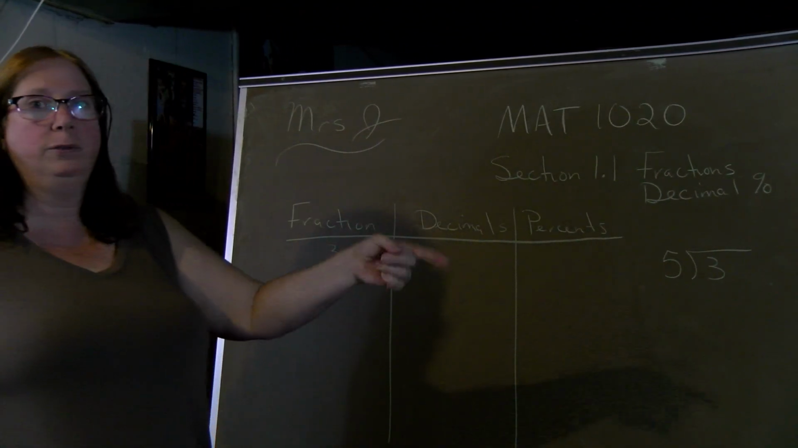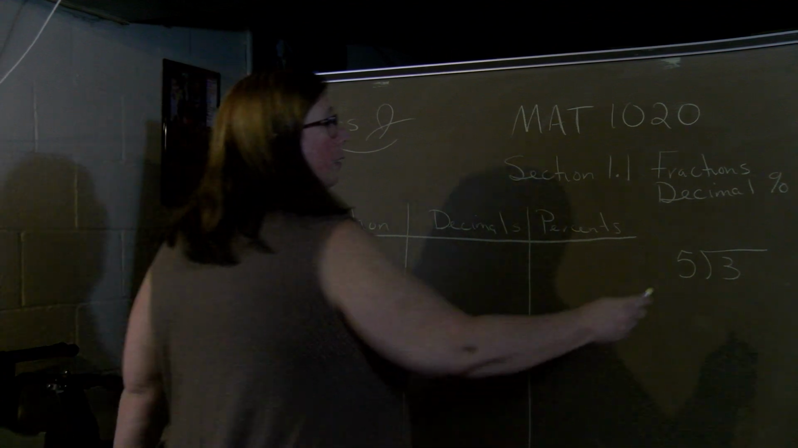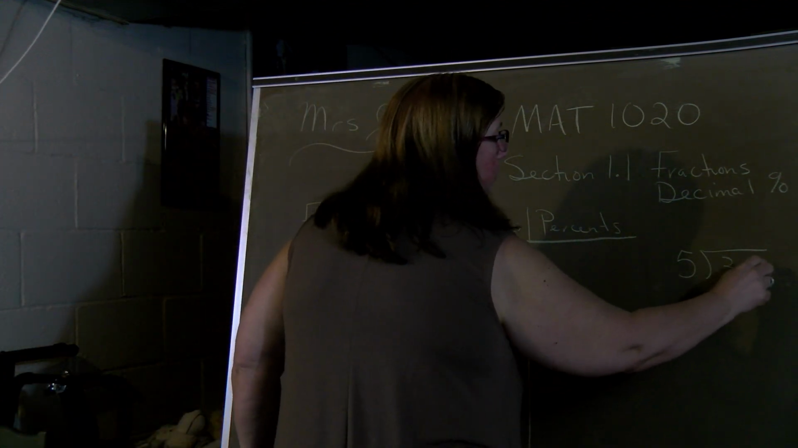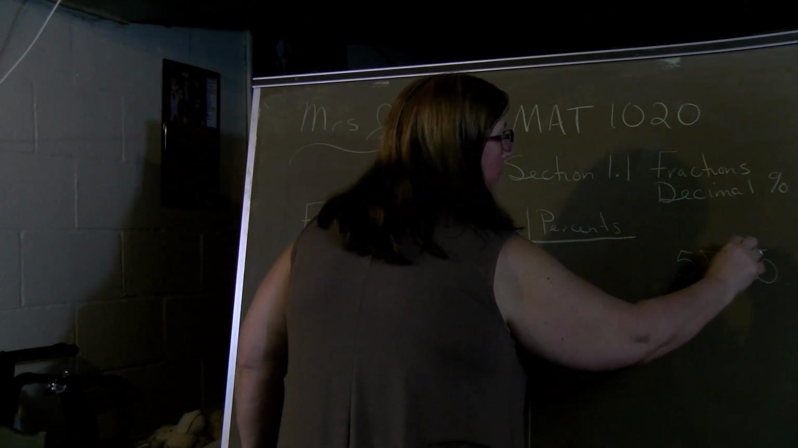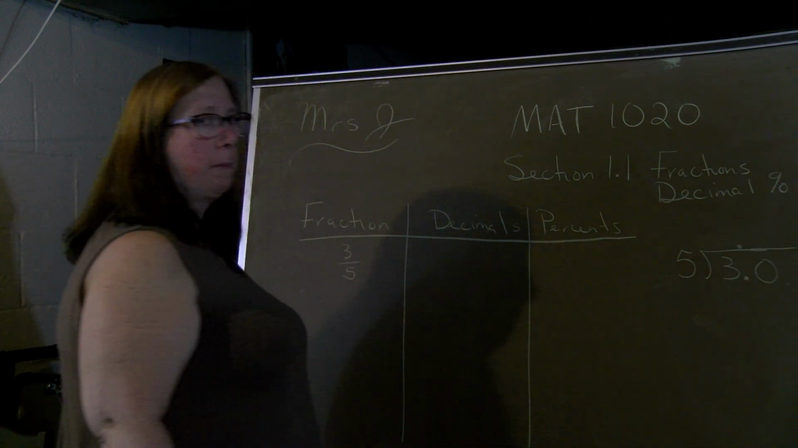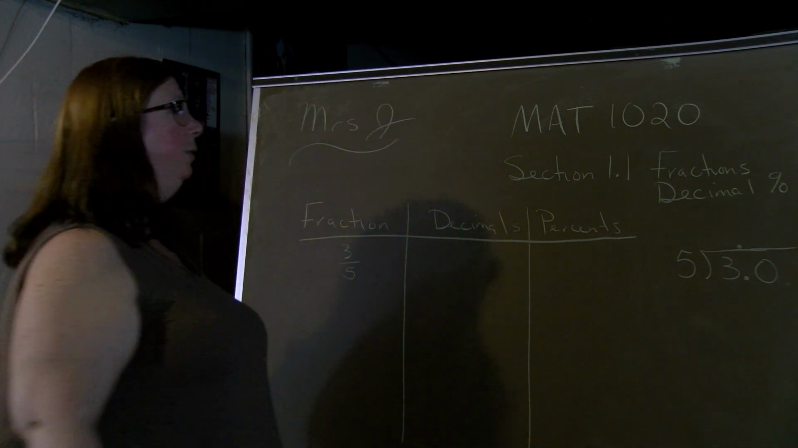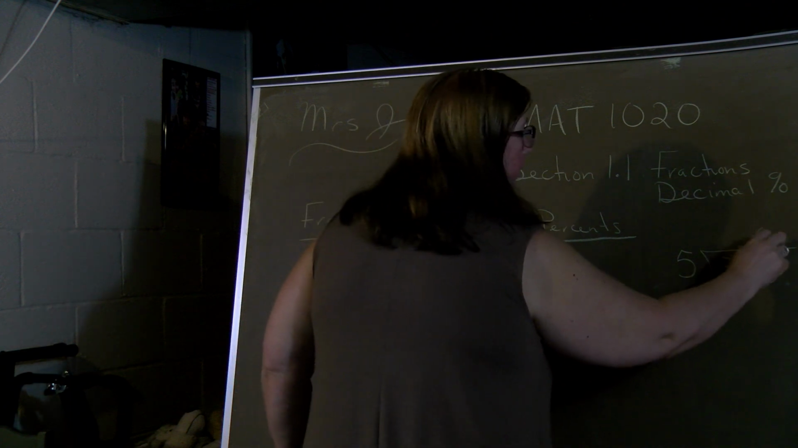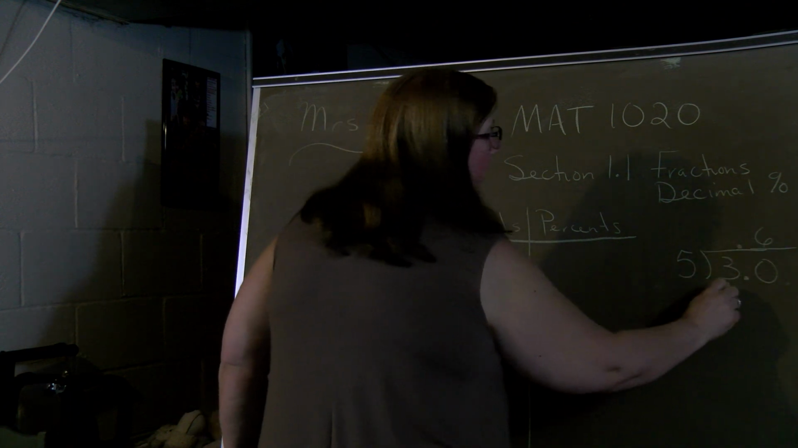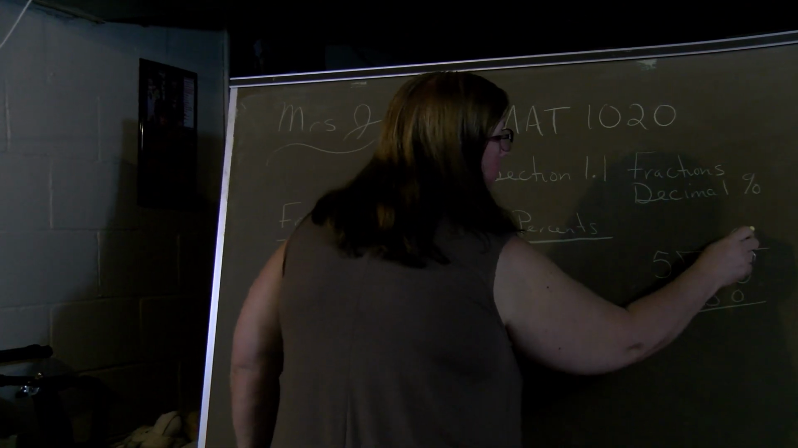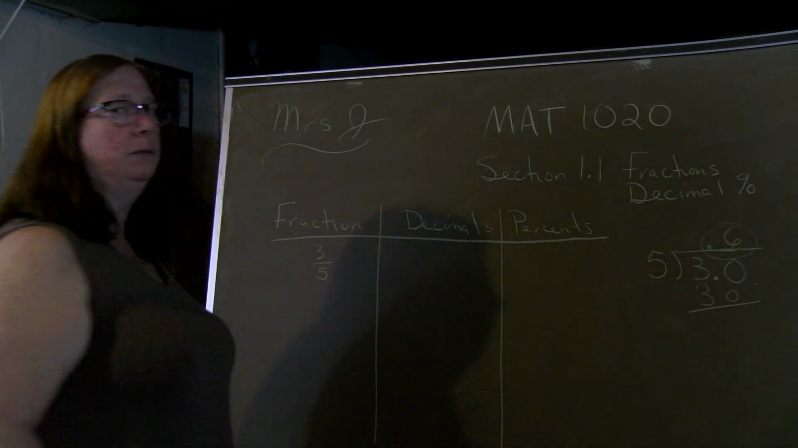And we know 5 will not divide into 3, so we need to put a decimal and bring that up. And then 5 goes into 30 6 times. So 6 times 5 is 30. So our decimal is 0.6.